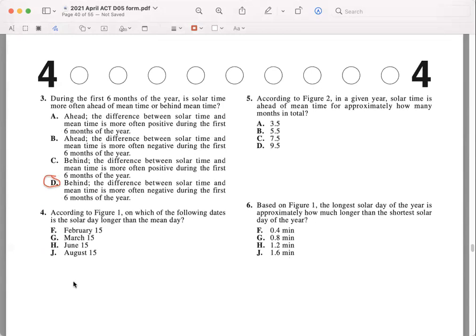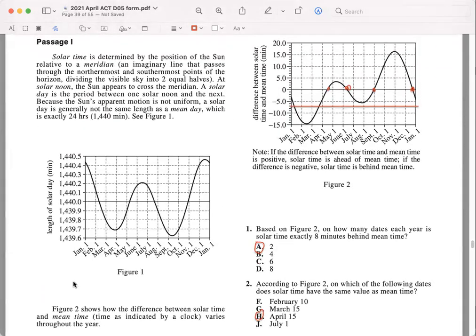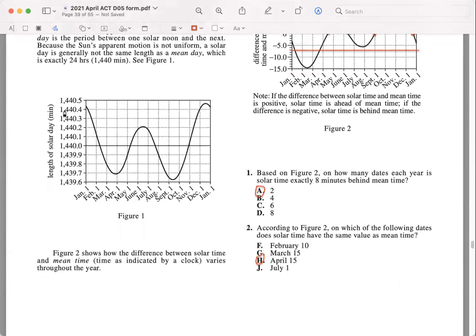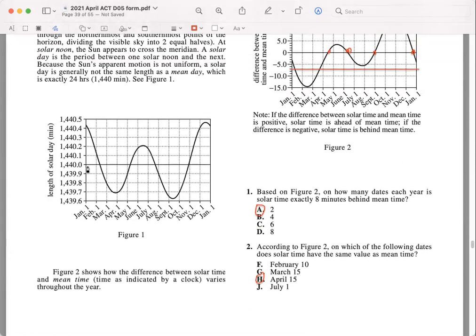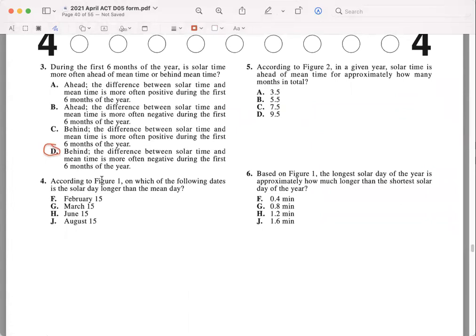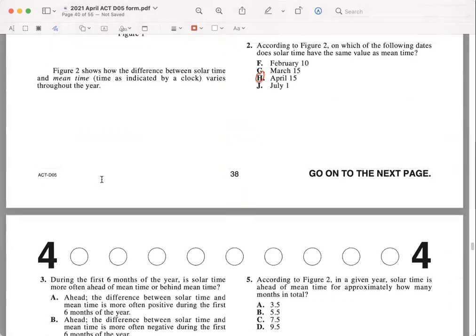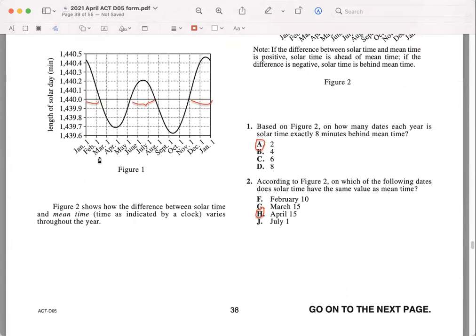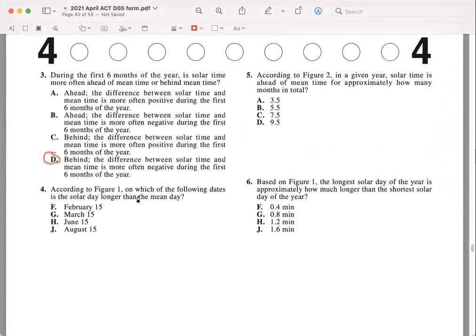Okay, according to figure 1, on which of the following dates is the solar day longer than the mean day? Okay, solar day longer. So we need to be more than 1440. So we need to look here. So it could be anywhere in this range or this range or this range. We need to basically look at the graph above the 1440 axis. So what are my options here? February 15, March, June, and August. So February 15, I don't think so. March, no. June, yeah, June 15 seems fine. So June 15.